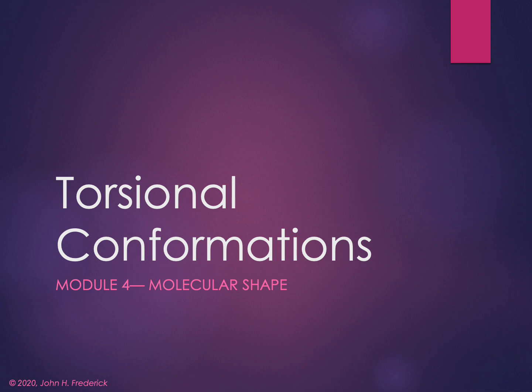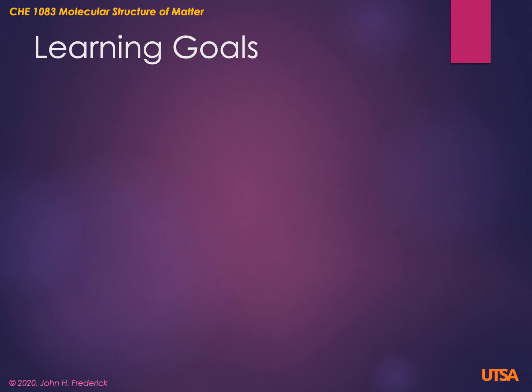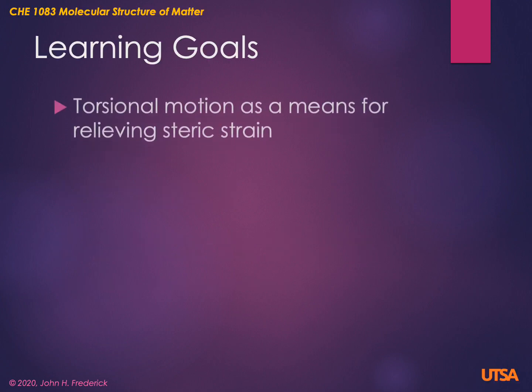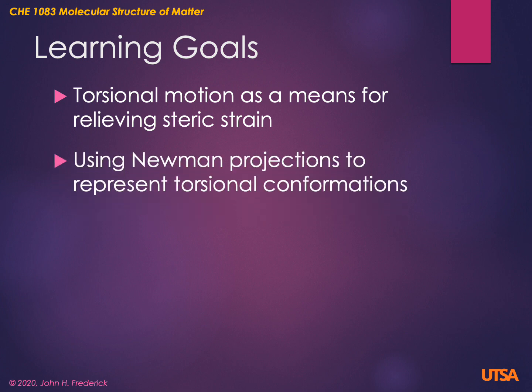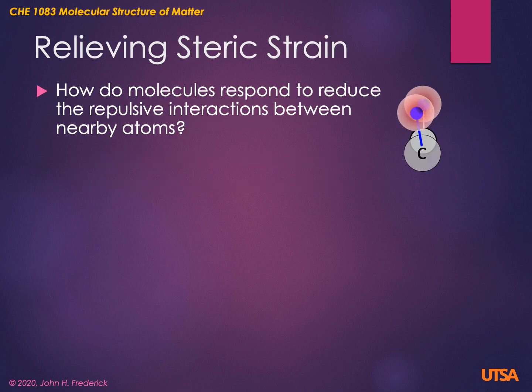We now continue our discussion of steric strain and how it affects the shape of molecules. Our learning goals for today are to understand how torsional motion provides a really important means for relieving steric strain. And we're going to use Newman projections, this is a new topic, to represent these torsional conformations. So it's a simple way to represent the shape of a molecule.